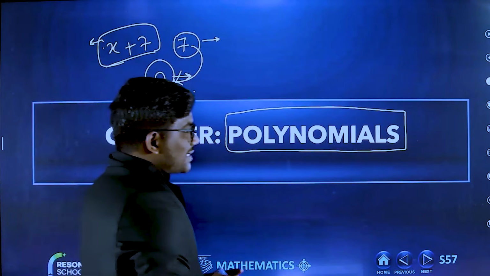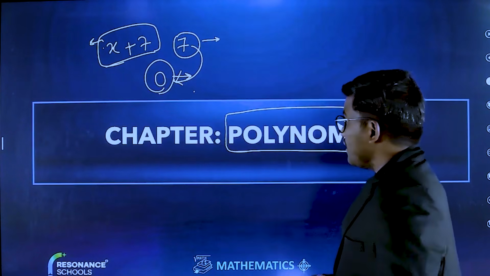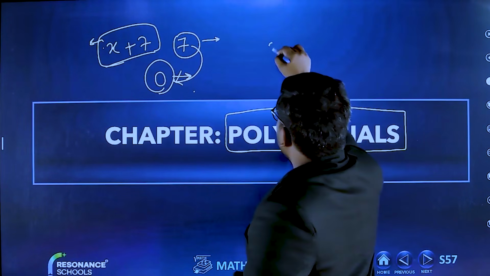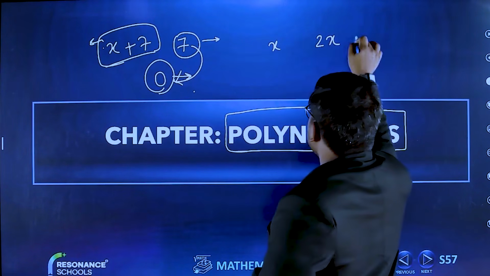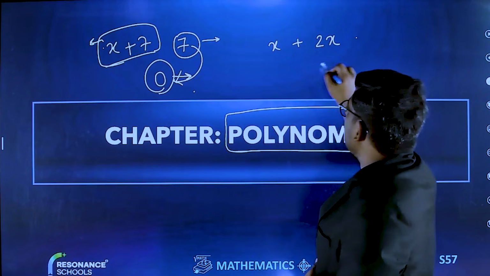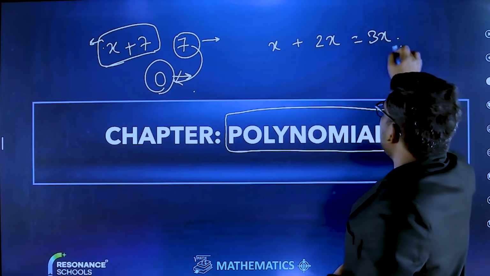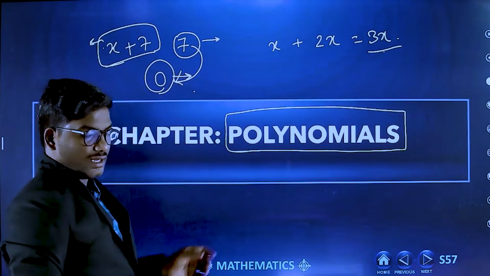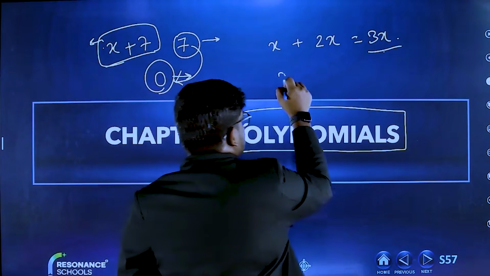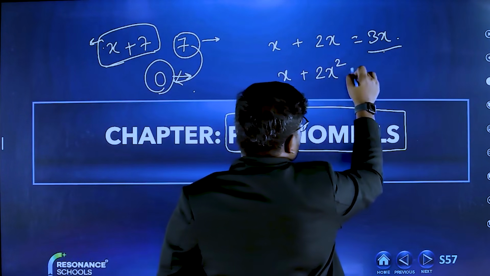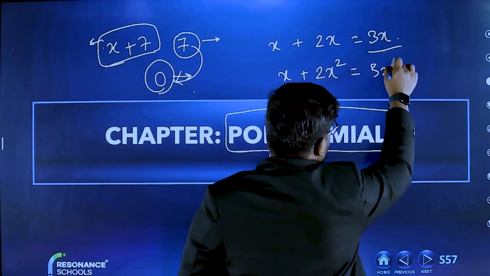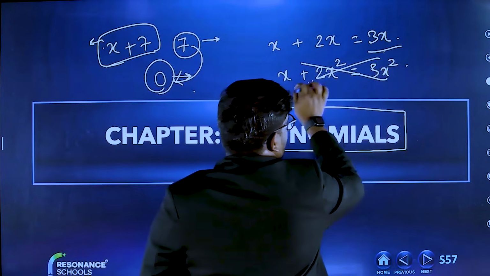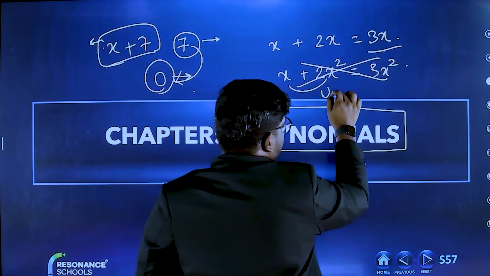Now, if I come to understand the concept of like terms and unlike terms, if I take x and then 2x, x plus 2x becomes 3x, right? x and 2x are like terms. Now does x plus 2x square become 3x square? No, it does not. So they are unlike terms.